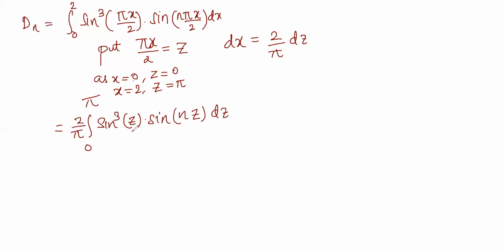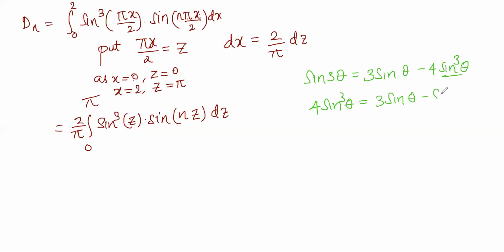Now we have to get rid of the sine cube z. So we have a formula from our lower standard that we have been following. It's nothing but sine 3 theta equals 3 sine theta minus 4 sine cube theta. This quantity right here should give us sine cube theta. So I basically get 4 sine cube theta equal to 3 sine theta minus sine 3 theta. I need just sine cube theta, so I'll divide by 4.